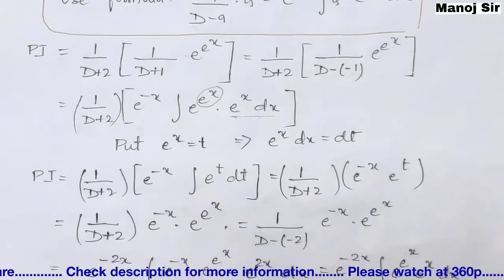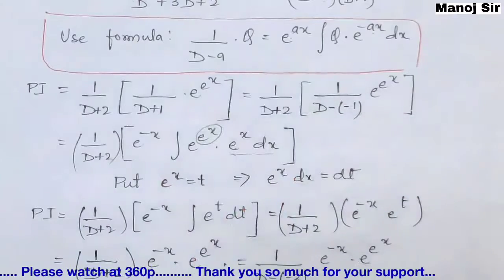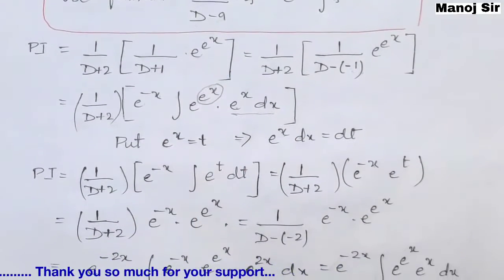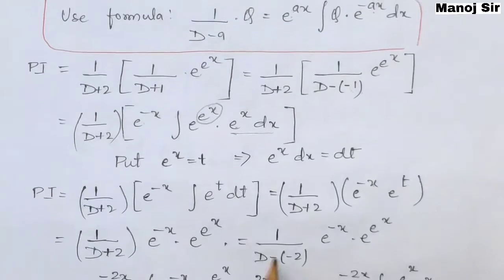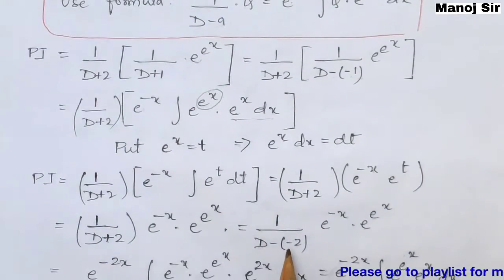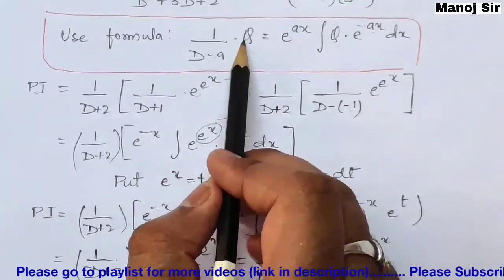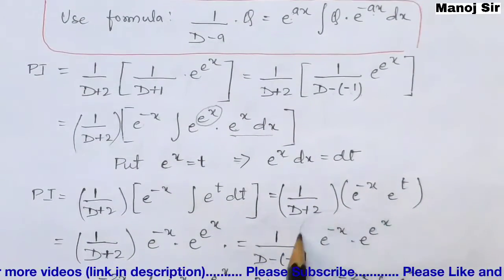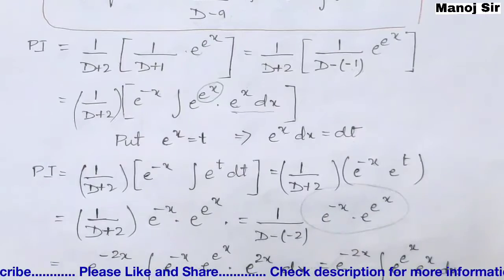So again, if you want to use this formula here, if you compare this with this, the value of a is how much? That is minus 2. And what is the value of q? Q is this whole part.